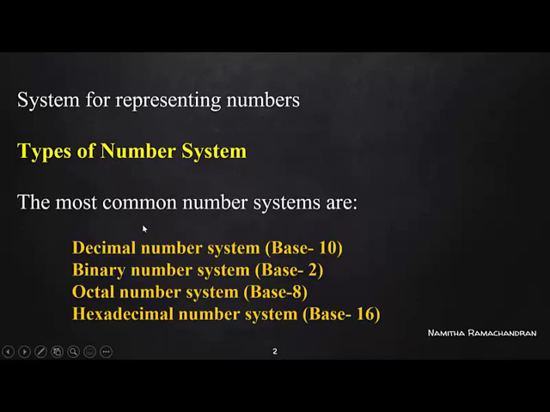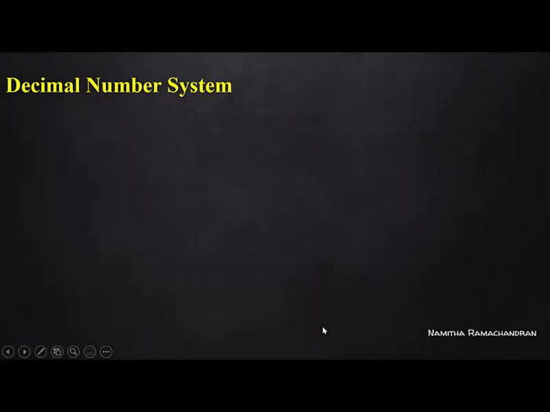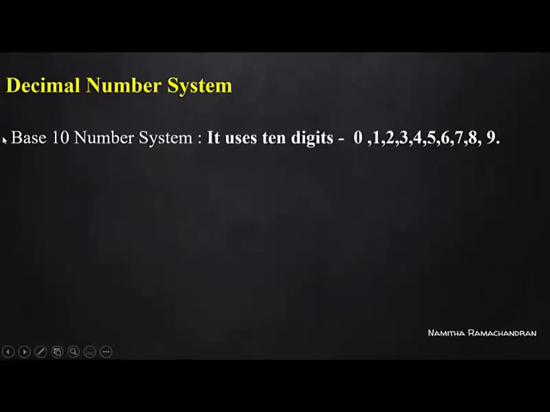The commonly used number systems are the decimal number system, which we can also call the base 10 system; the binary number system or base 2 system; the octal number system or base 8 system; and finally the hexadecimal number system or base 16 system. First, we will consider the properties of the decimal number system.